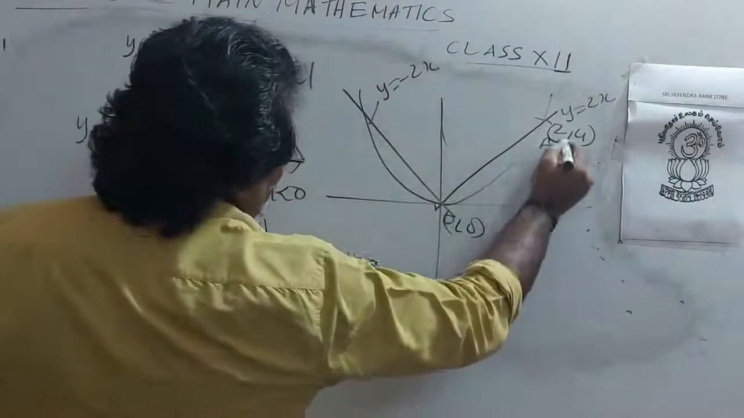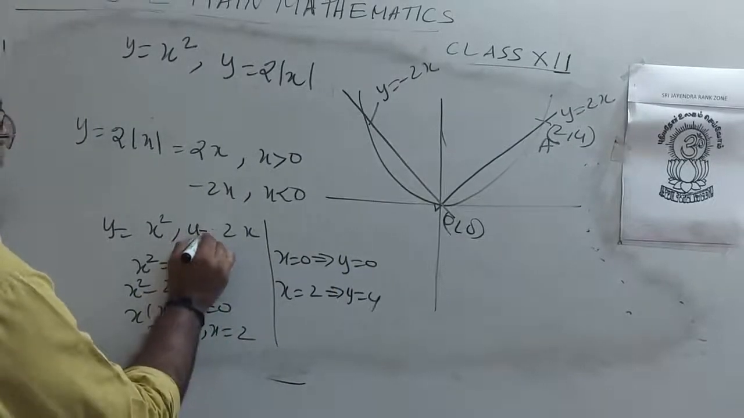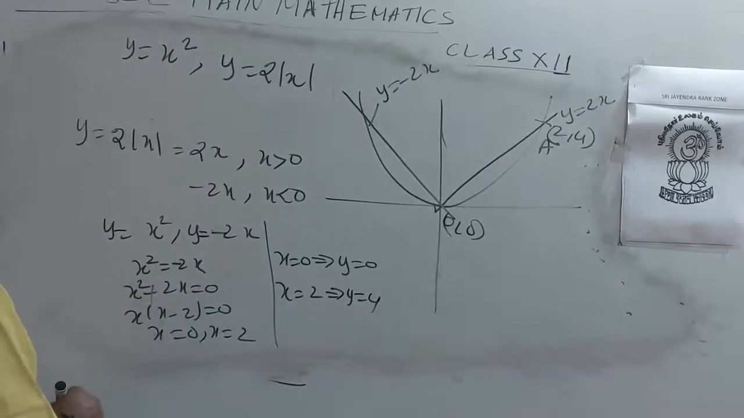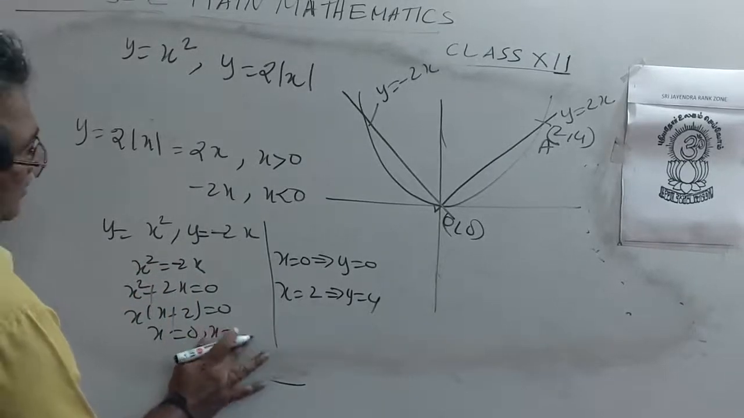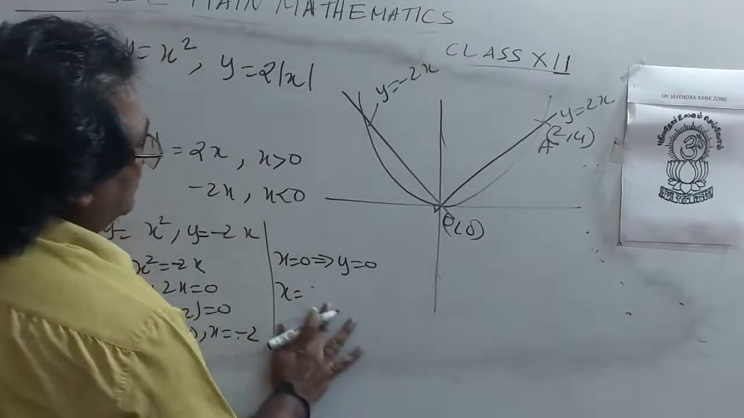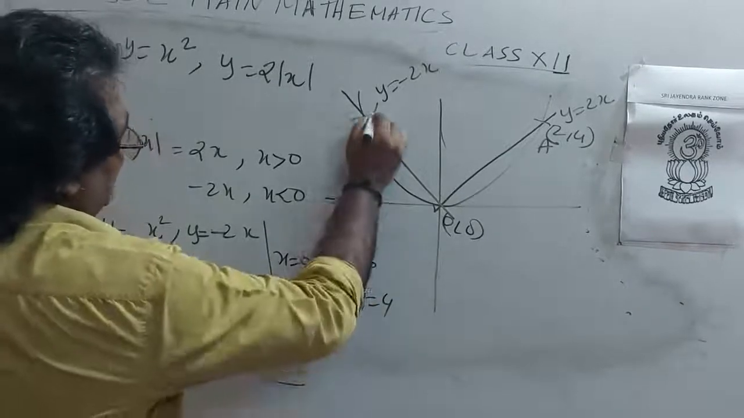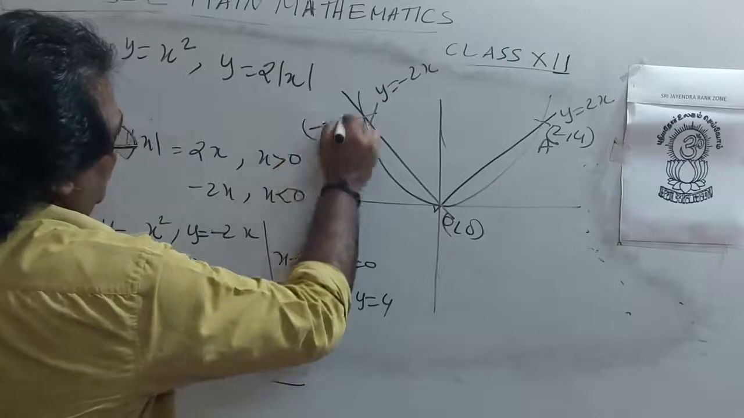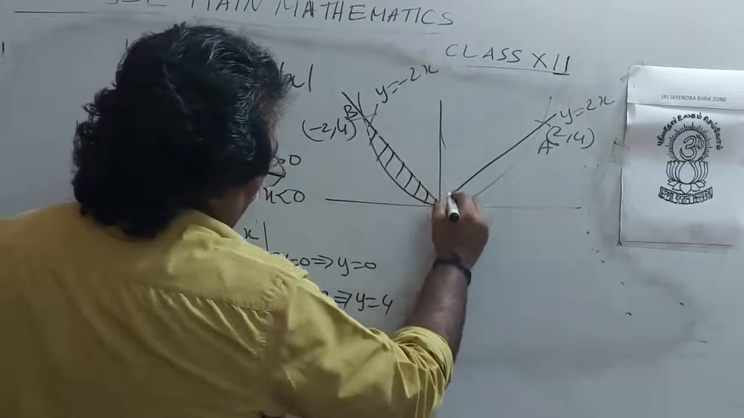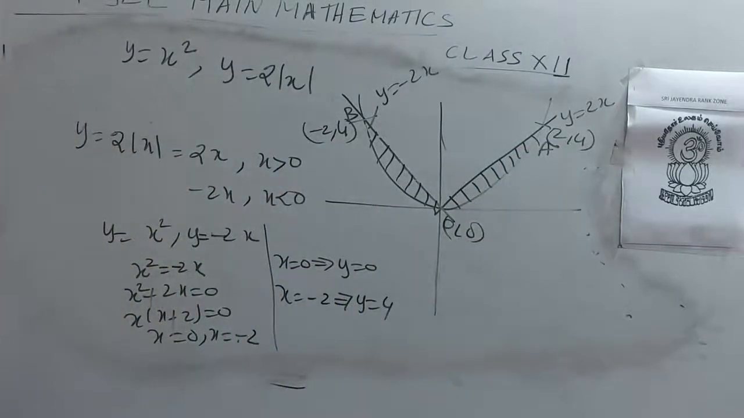Let the point be A. Suppose if you consider minus 2x, plus 2x, here we have x equal to minus 2. X equal to minus 2 implies y is also 4. So this point will be minus 2, 4. Let it be B. This is the portion we have to find.